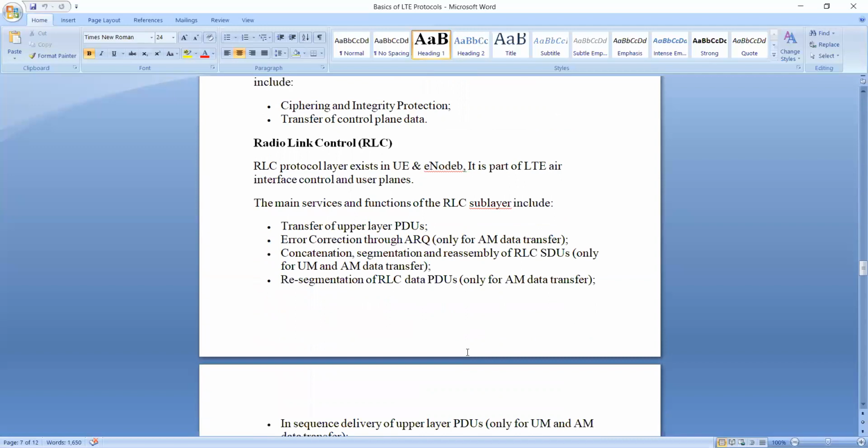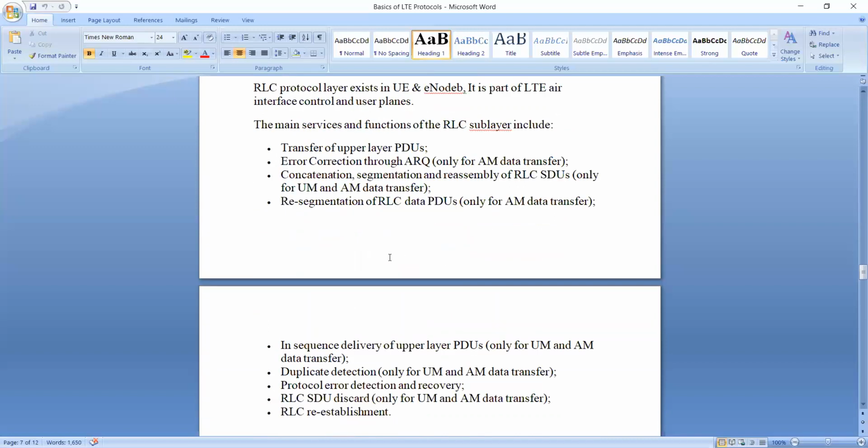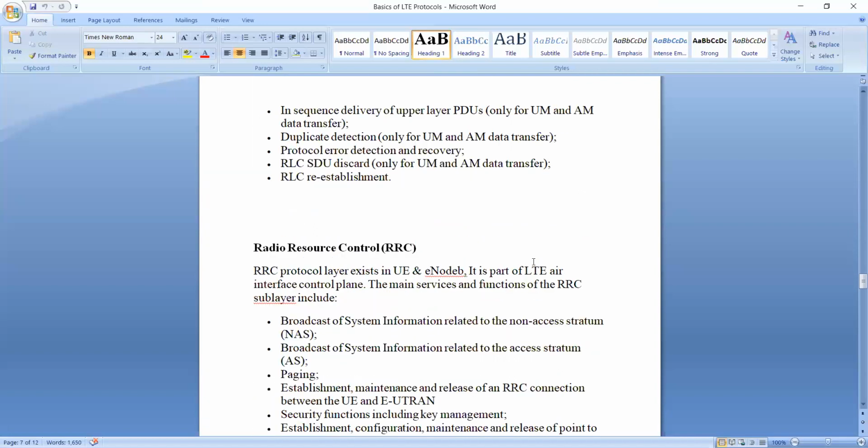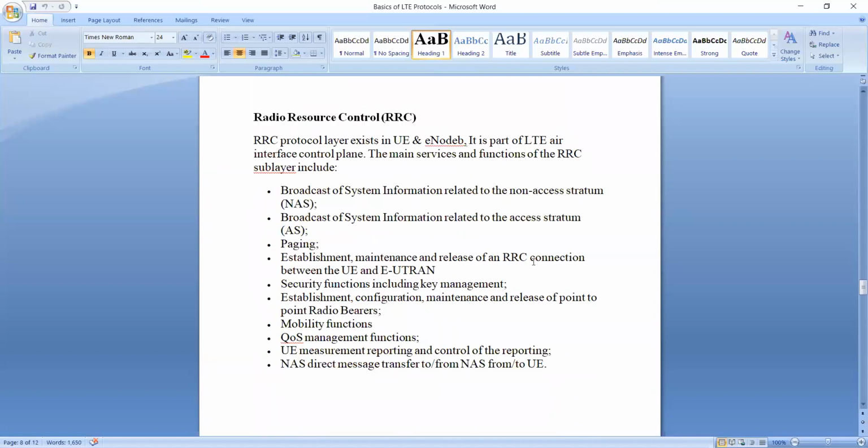So this is the RLC layer. RLC does not require much. Whatever I told you yesterday, it is responsible for AM, UM, TM modes, and in-sequence delivery, concatenation, segmentation. Those things RLC will do. So please make a note of this.